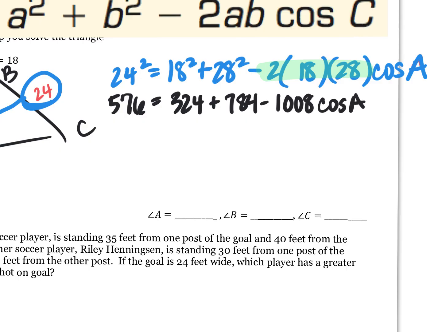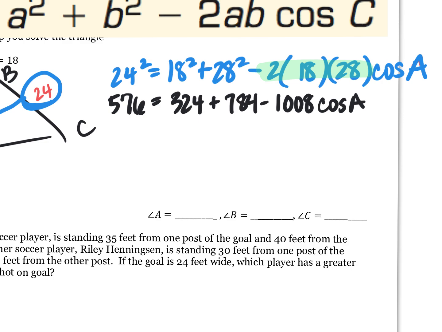So that was one starter. Then what would we start doing to get this A by itself, big old A? Should we subtract that 324 over and subtract that 784? That's what we need to do. Would I subtract or add this 1008? Why wouldn't I add it? It's being what by cosine of A? Multiplied. So we have to do this in 2 separate steps.